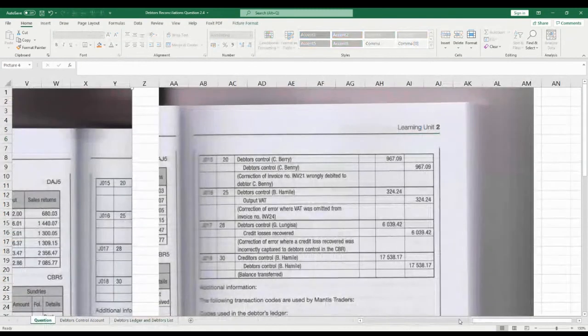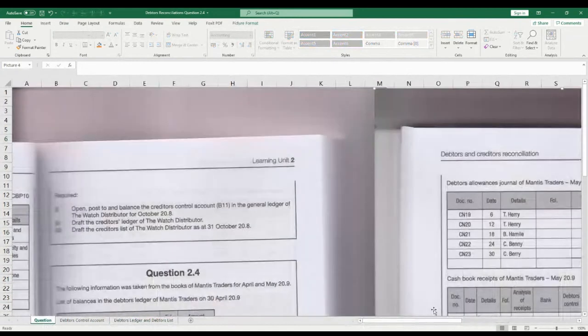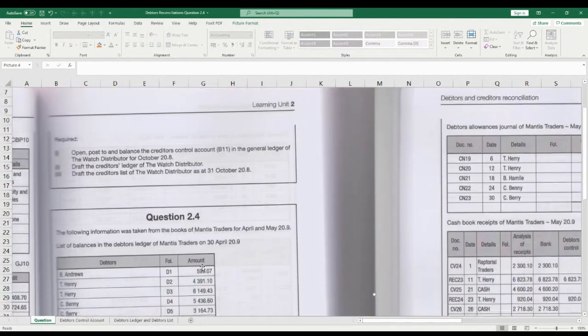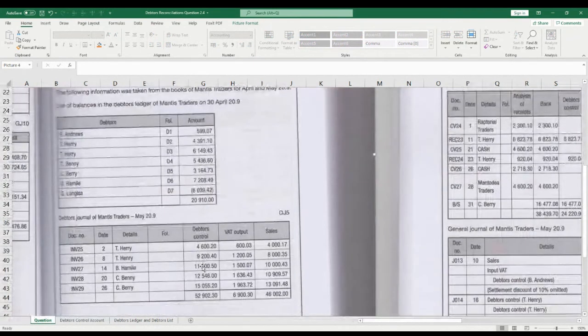Now if we go back to the question, let's start off with the debtors journal. Normally you will do both of these things simultaneously as you go through the information in a test to save some time. But for today, I just did it in a more structured manner with the different aspects we need to do. So in the debtors journal, we will start with the invoices.